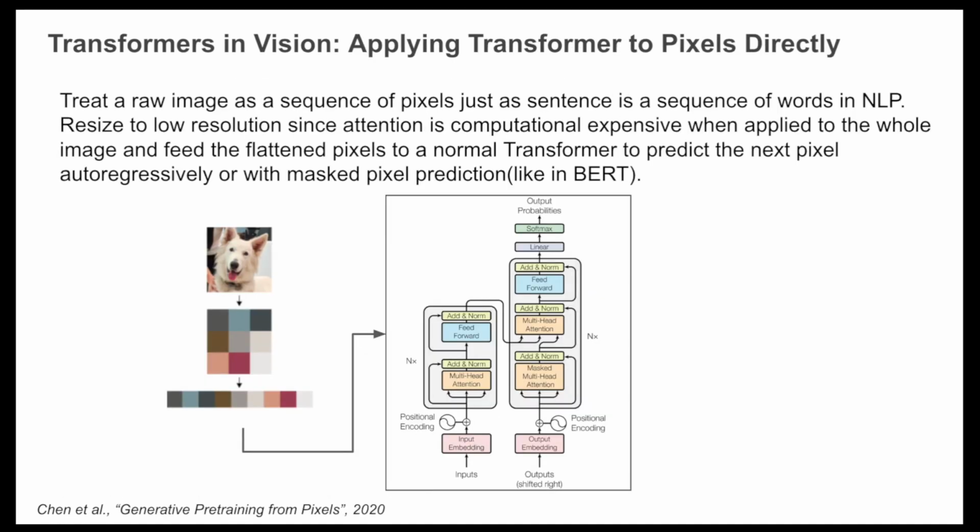A third option of applying a transformer to vision is applying a transformer directly to pixels. The idea here is to treat a raw image as a sequence of pixels, just as a sentence is a sequence of words or characters in NLP. Then we resize the image to a low resolution, since attention is computed between every pixel, and that's very expensive if done on a high resolution image. After that, we flatten the pixels and feed them to a transformer to predict the next pixel progressively, or with masked pixel prediction.